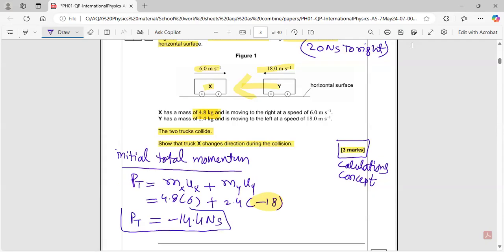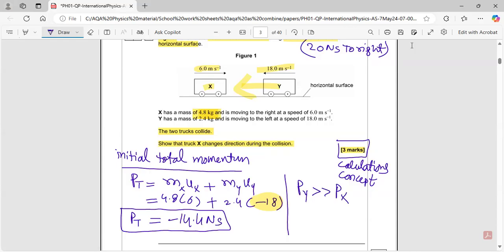So this is the total momentum. So we say that the total momentum is negative. And as we know, the law of conservation of momentum states that the total momentum is always conserved. So it means that as the momentum of y is greater than the momentum of x, the possible thing is that truck x is going to move back.